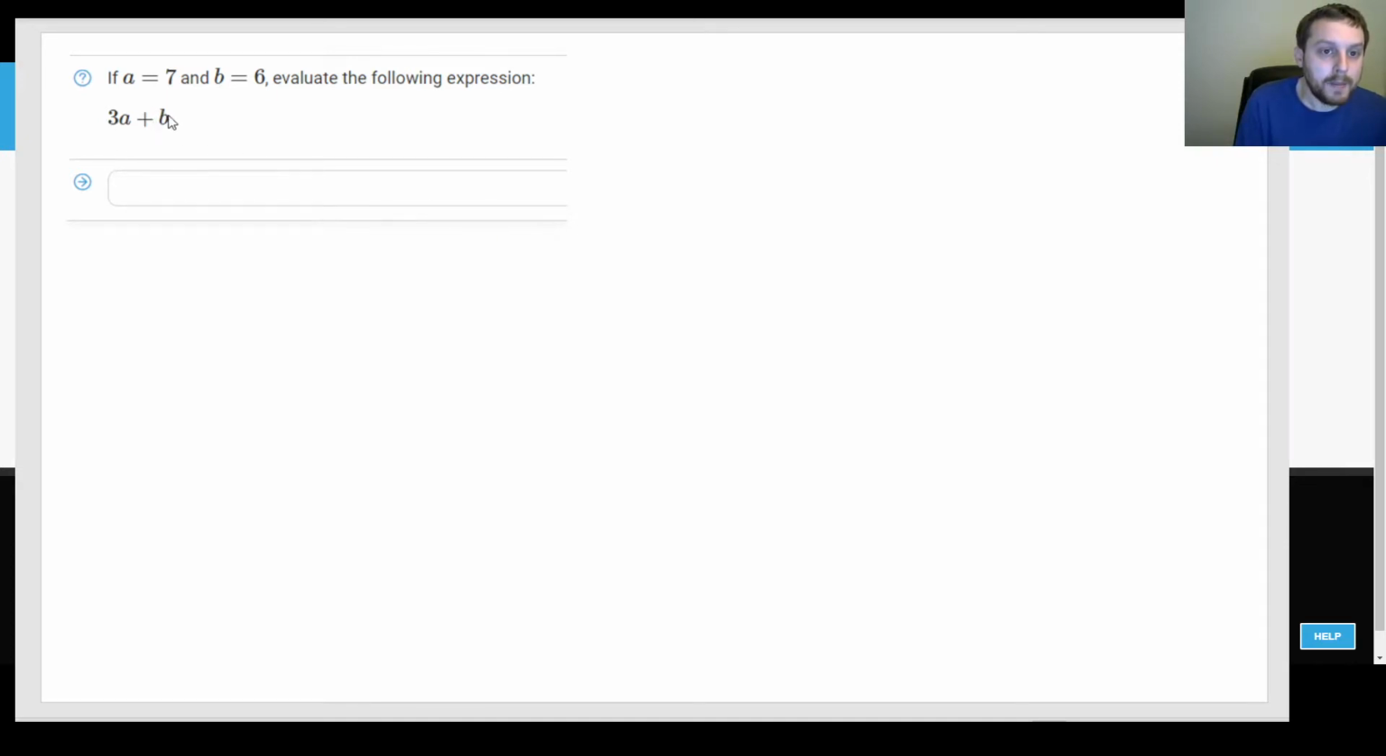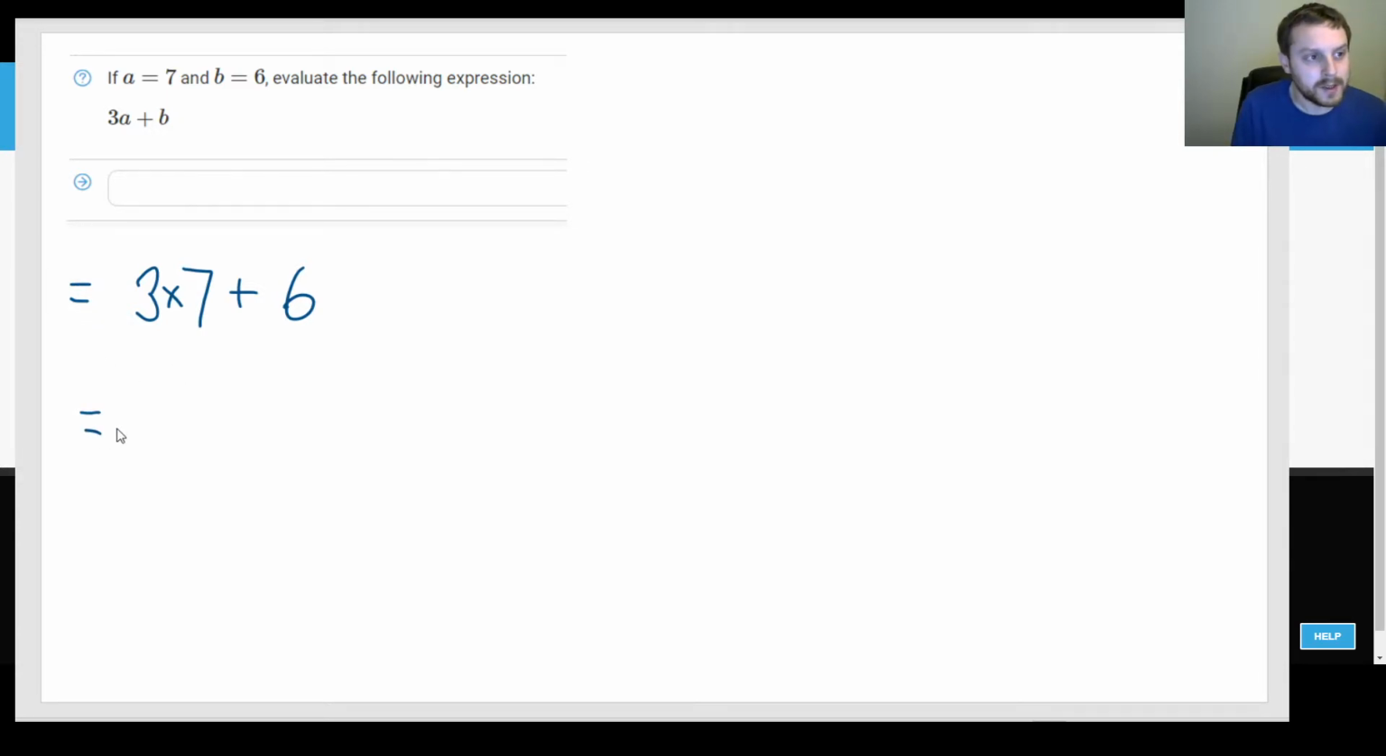Right, 3a plus b. So first of all, what does 3a mean? 3a means 3 multiplied by whatever a is. Well, a is 7, so I'm going to write 3 times 7. And then I've got plus whatever b is, which is 6. So I'm going to have to work out this.